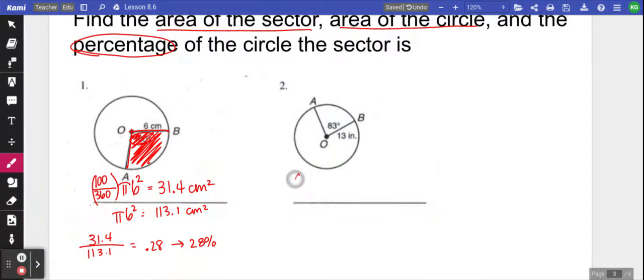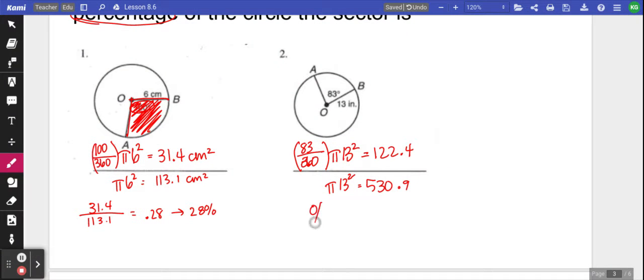Number 2, I'm going to write down my formulas. So I have 83 degrees out of 360, pi 13 squared, and my circle is just pi 13 squared. This is 530.9, and the other one is 122.4. Then for my percentage, I'm going to divide the 122.4 divided by 530.9. Gives me 0.23, which is 23%.